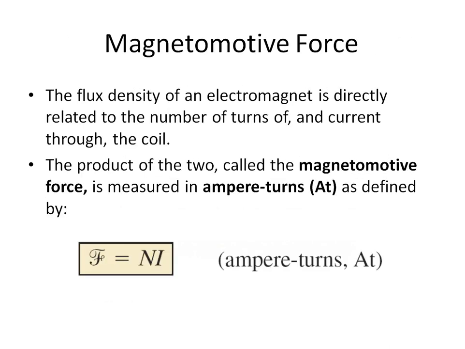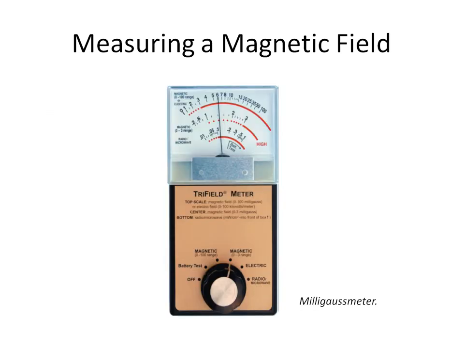The flux density of an electromagnet is directly related to the number of turns of and current through the coil. The product of the two is called magnetomotive force and is measured in ampere turns, as defined by magnetomotive force is equal to N times I. Now N is the number of turns and I is the current. A magnetic field can be measured by using a milligauss meter, as shown here.